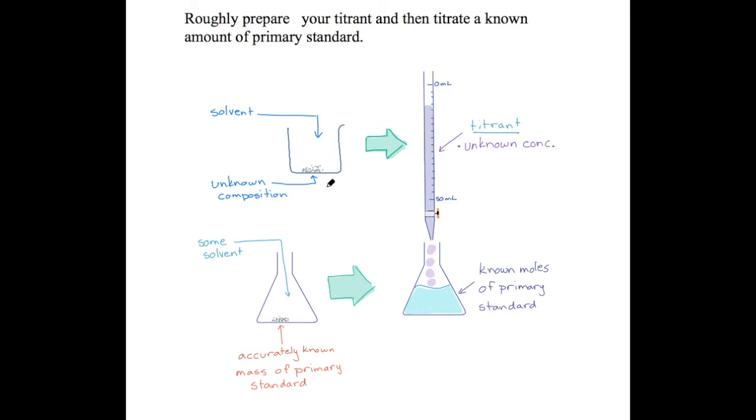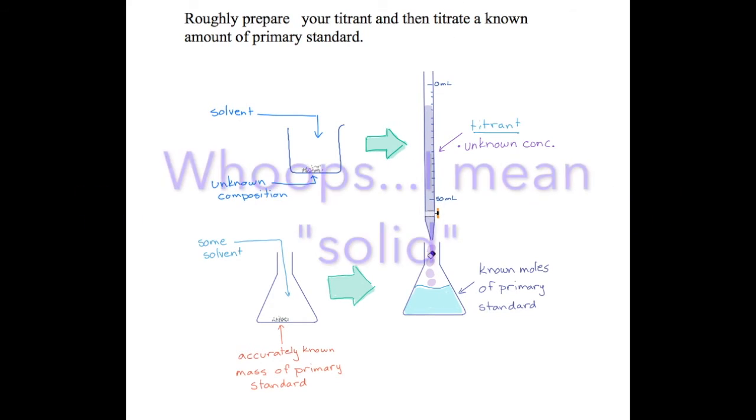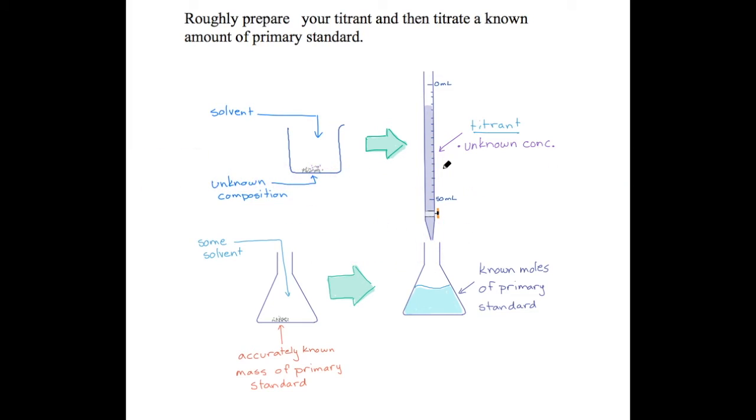Essentially, because this is not a primary standard, its mass won't be directly relatable to the number of moles present. So when we add our solvent and use this to make our titrant, we don't accurately know the concentration of our titrant because we don't accurately know the composition of our primary standard. So what we need to do is come up with a method to figure out exactly what the concentration of this titrant is, and we can do that through titration, in which we're titrating a primary standard.